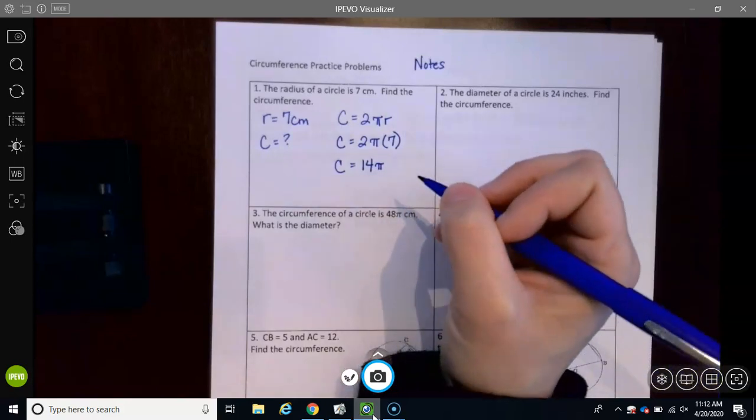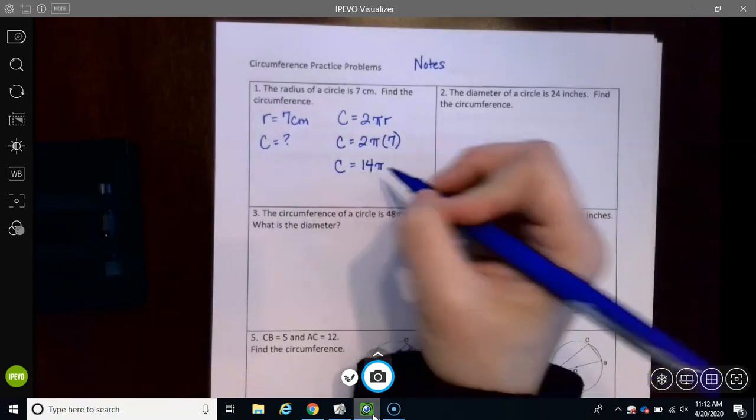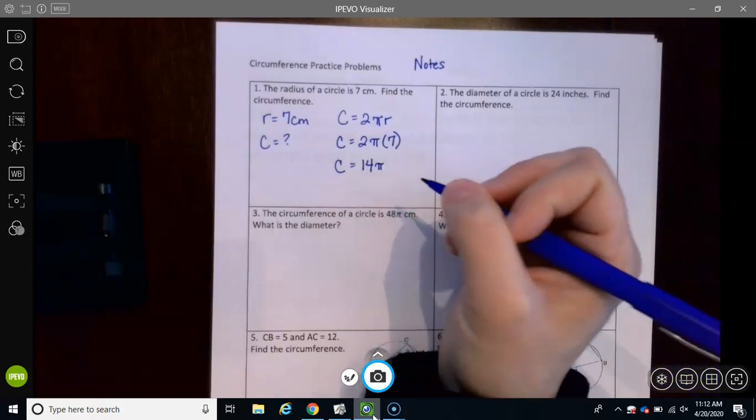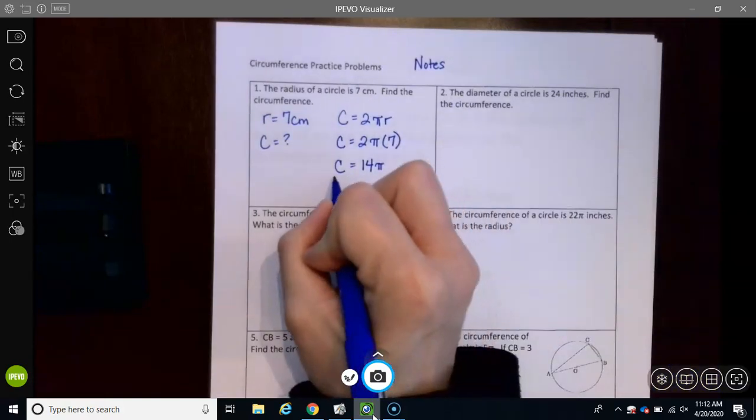But if you gave it to me in decimal form, the way you would find that would be 14 times 3.14, and you would get some decimal answer. But I prefer to just keep it exact.